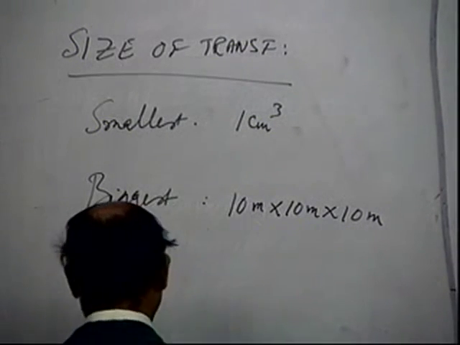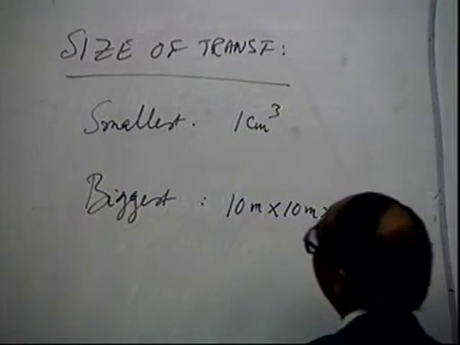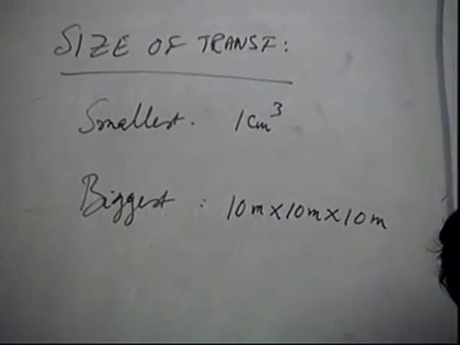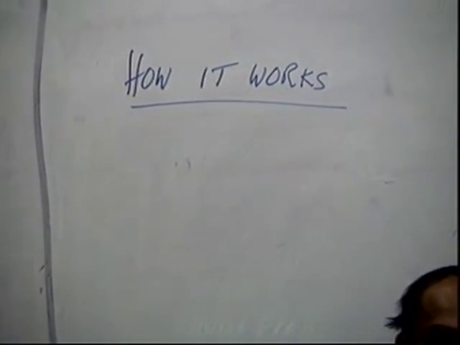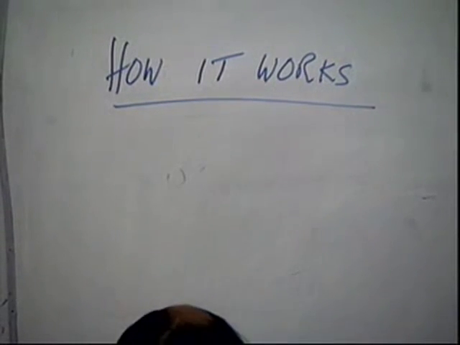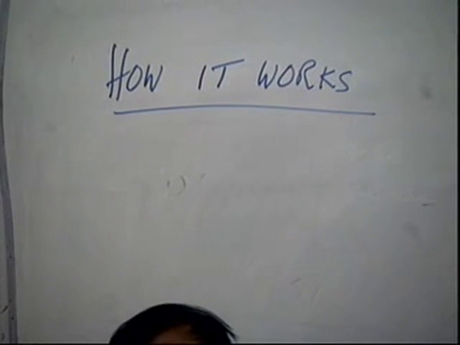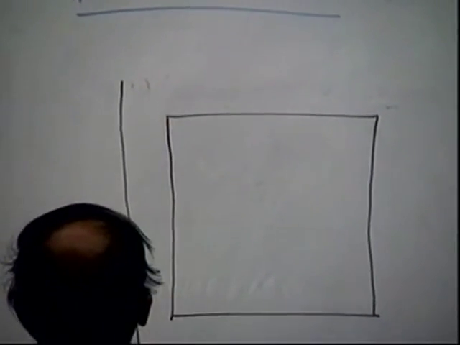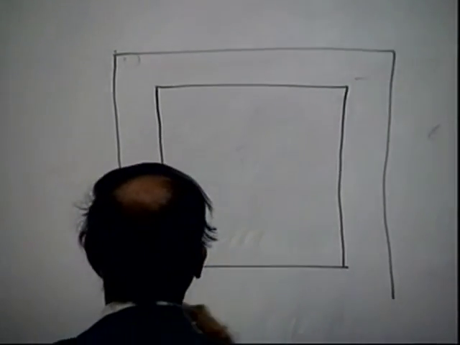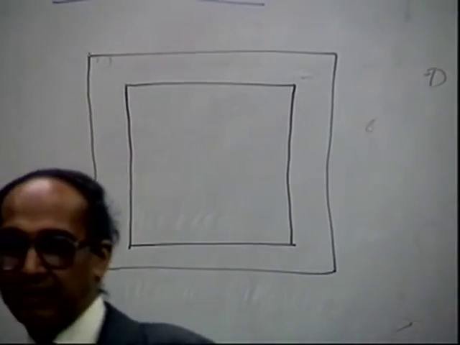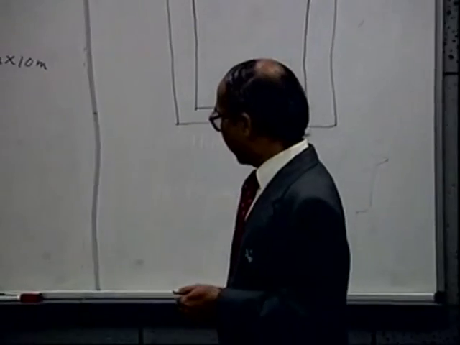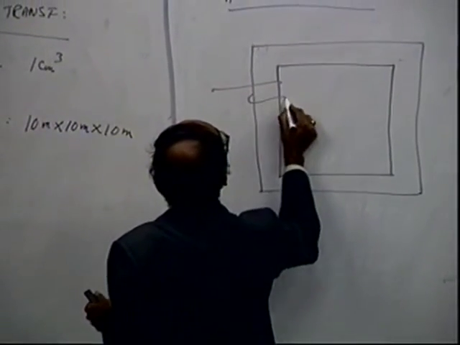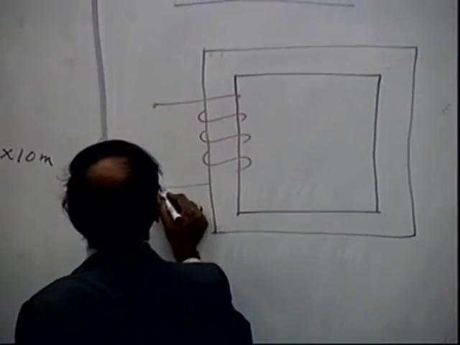Now let us look at how it works. So when we know how it works, you should know what the basic configuration is. So we have said that broadly there is a core. This is more symbolic. There is a core on which there is a winding. There are more than one winding.